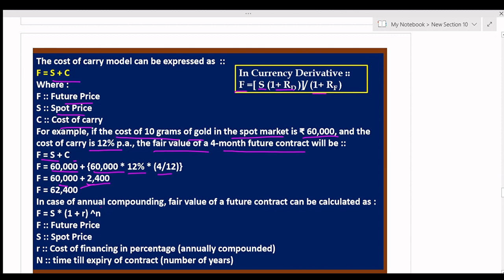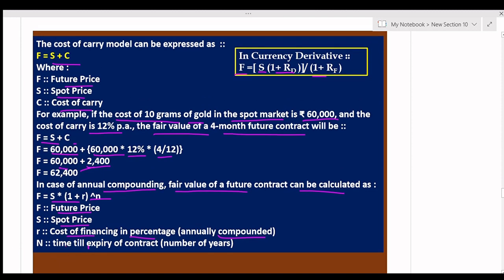In case of annual compounding, the fair value of the future price contract can be calculated as F equal to S into 1 plus R to the power n. F is the future price, S is the spot price, and R is the cost of financing in percentage, annually compounded. Small n is the time till expiry of the contract in number of years.